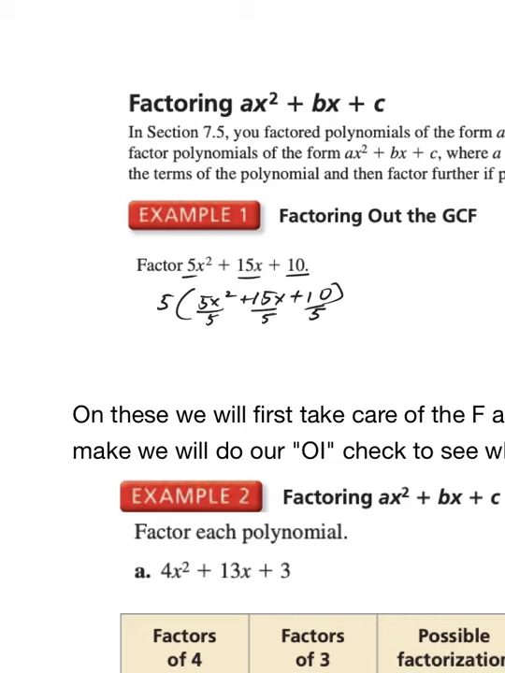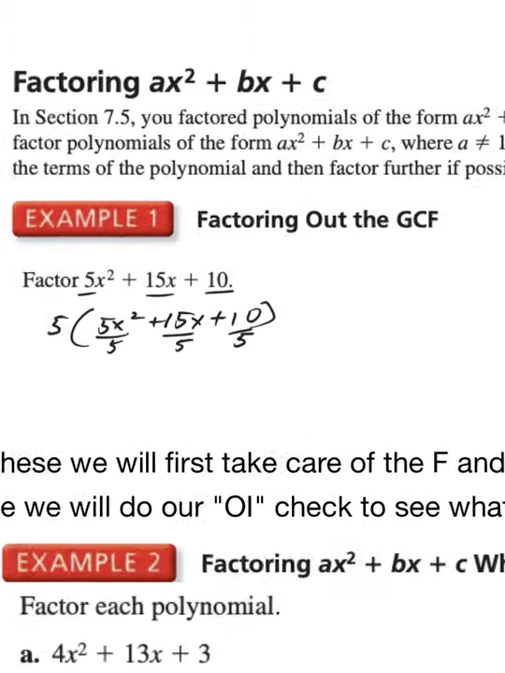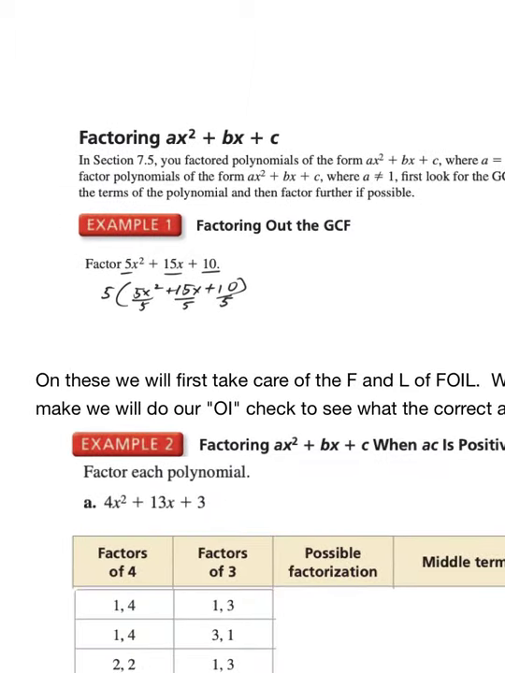Okay, and so now I've got, let me go ahead and find some more space. Sorry about that. Let me put it over here. So now it's going to be 5 times, the 5 goes into the 5x squared, x squared times, 5 goes into the 15x, 3x times, and the 5 goes into the 10, 2.